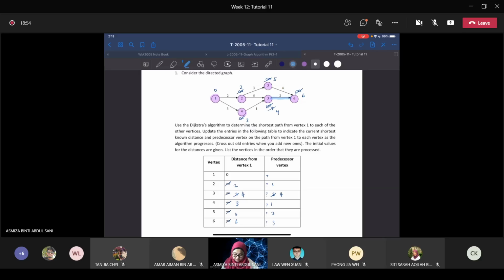Then you look at 3, and the predecessor vertex is 4. So you can trace back. You look at 4, and the predecessor vertex is 1. So therefore, this would be the shortest path to get to 6. That is why you keep track of the predecessor vertex.